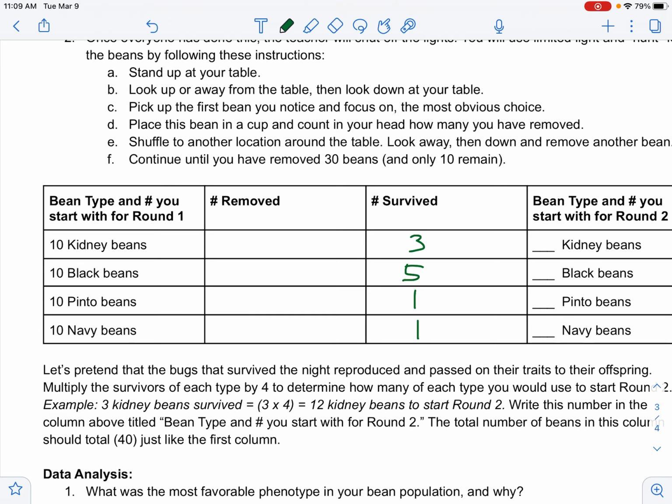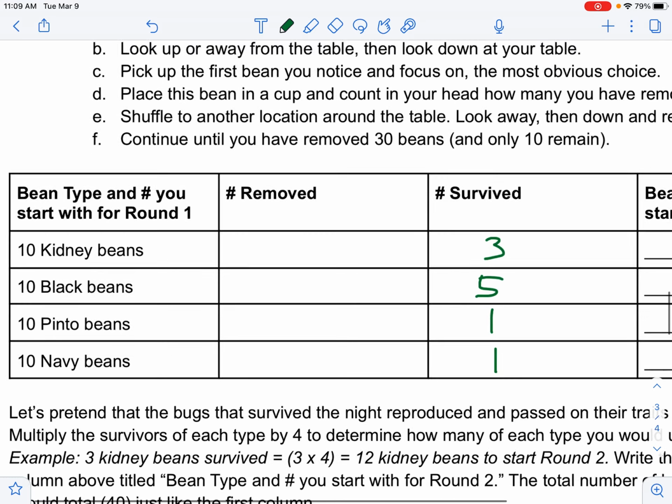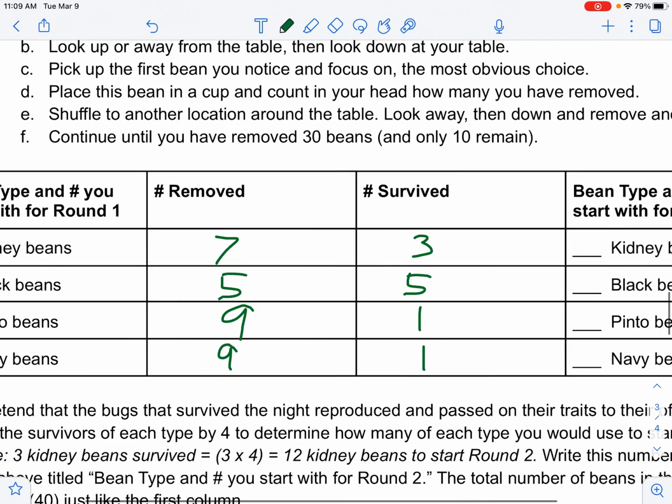I didn't count up how many were removed, but I removed 30 and left 10, and I started with 40 total. So then we can simply do that subtraction. Since I started with 10 and 3 survived, that means that I removed 7. Here I must have removed 5. Here I must have removed 9, and here I must have removed 9.